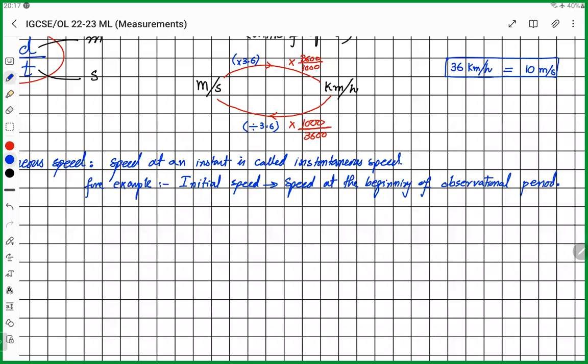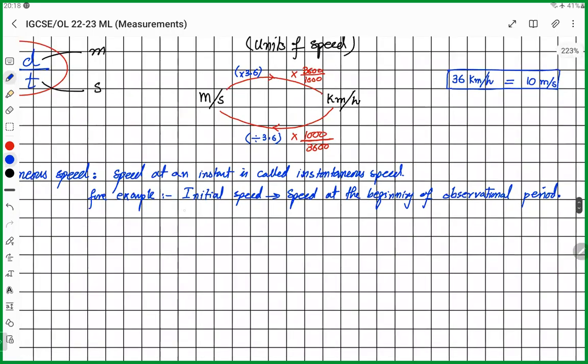For example, when we start to observe something, at the start of the observation, the speed is initial speed. Most students think that initial speed means speed at the start of the journey. It can be the case, I'm not saying that it is always wrong. If we start observing something when it starts moving, then yes, initial speed is zero because the object is starting from rest, and this is where we are starting to observe it. But if we observe an object which is already moving, then initial speed is not necessarily zero. And it is not speed at the start of the journey. It is speed at the start of the observation.